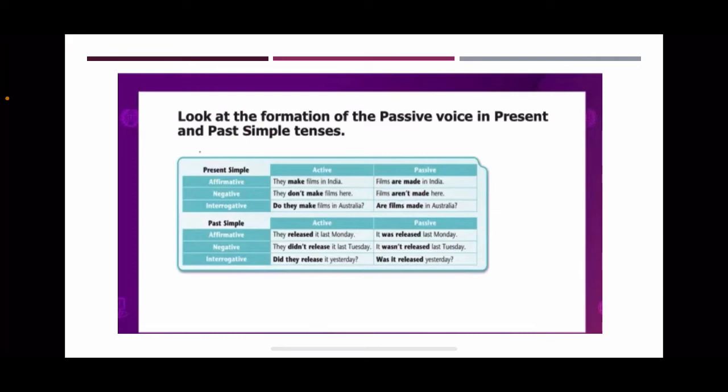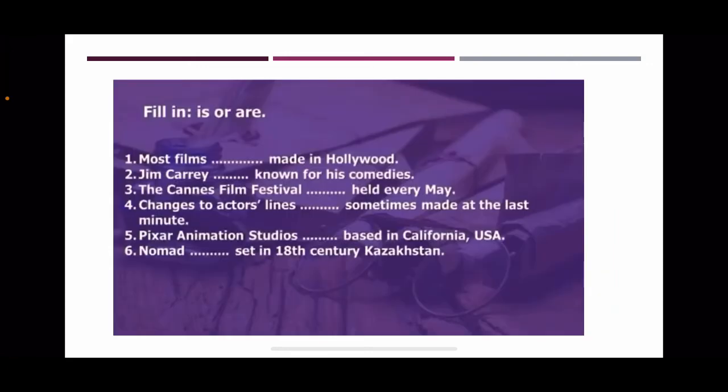Passive forms of past simple, we use was or were auxiliary verbs and the main verb in past participle. For negative forms we use not after was or were, and in interrogative forms we use was or were before the subjects. Let's have a practice.